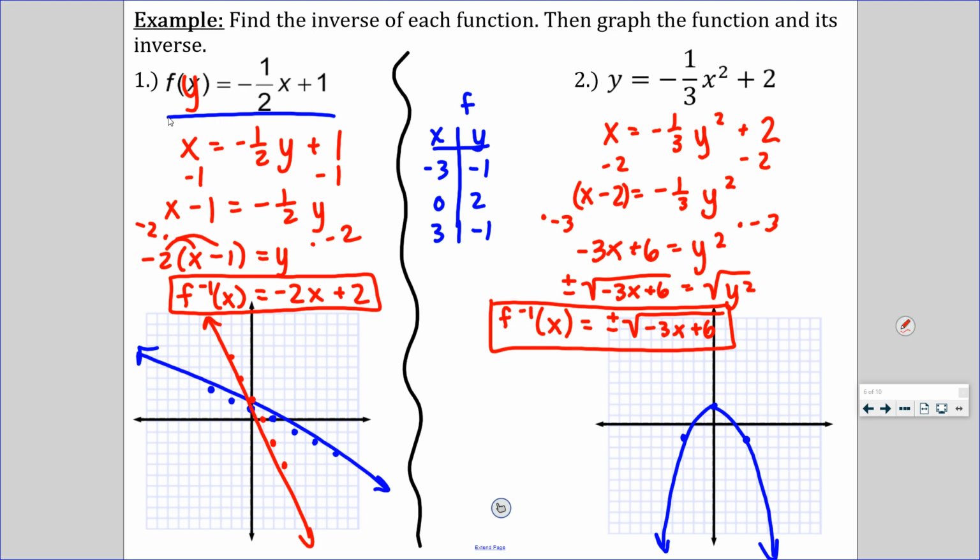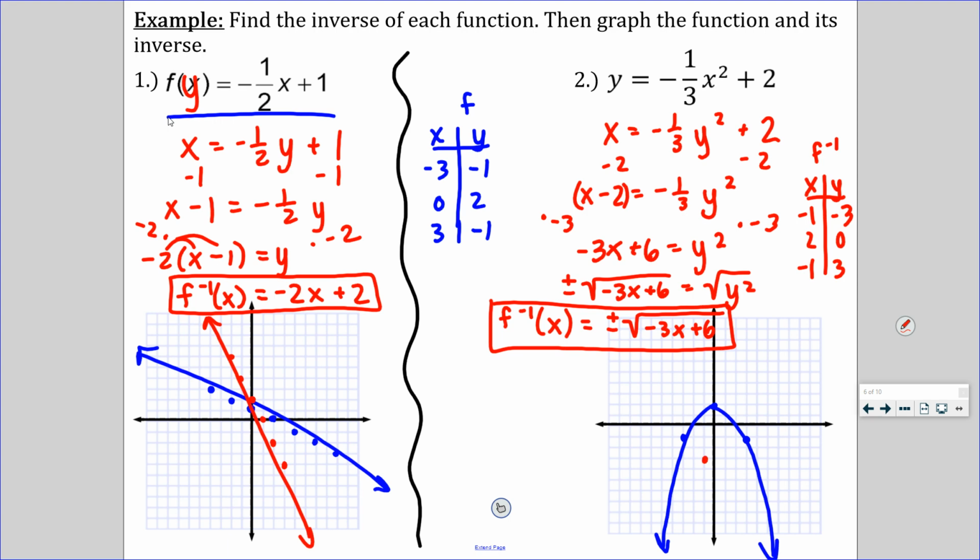Instead of thinking in my head, how the heck am I going to graph that? What do we know about all of their ordered pairs? They're flip-flopped: x equals y and y equals x. So this (-3, -1) is going to become (-1, -3) on my inverse. This (0, 2) is going to become (2, 0). This (3, -1) is going to become (-1, 3).